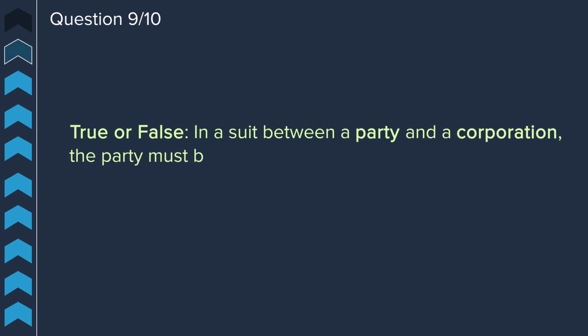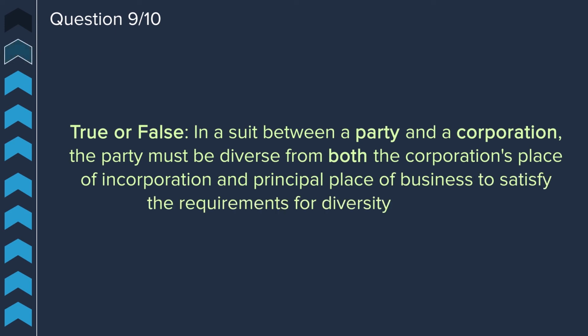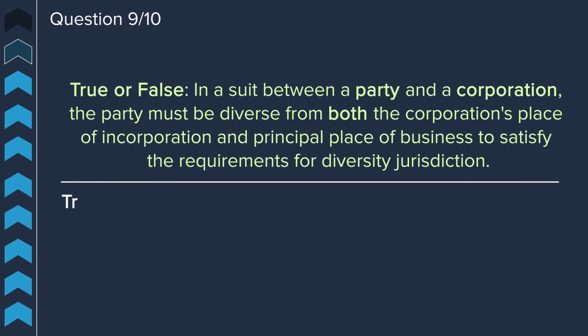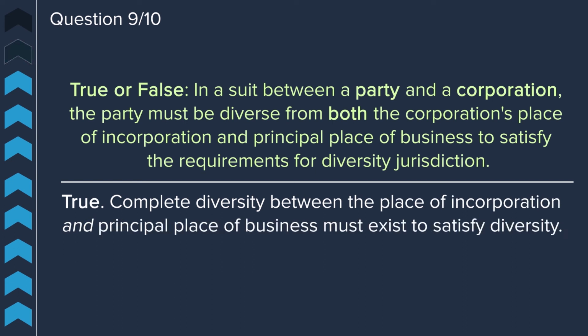Question 9. True or false? In a suit between a party and a corporation, the party must be diverse from both the corporation's place of incorporation and its principal place of business to satisfy the requirements for diversity jurisdiction. True. Complete diversity between the place of incorporation and the principal place of business must exist to satisfy diversity.